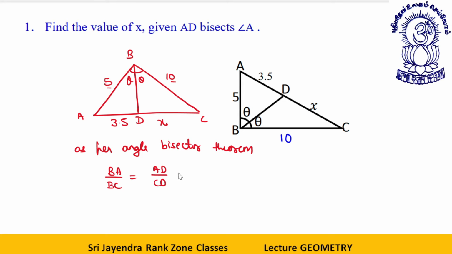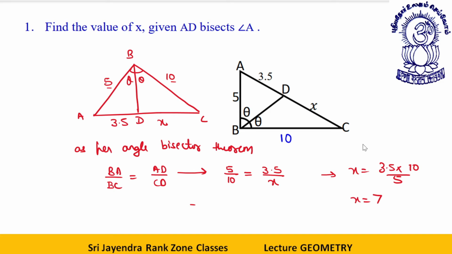Okay. So what is BA? BA is 5. What is BC? BC is 10. This is equal to AD. What is AD? 3.5. What is CD? CD is x. Okay. So from here, you get x is equal to 3.5 into 10 upon 5. That is x is equal to 7.